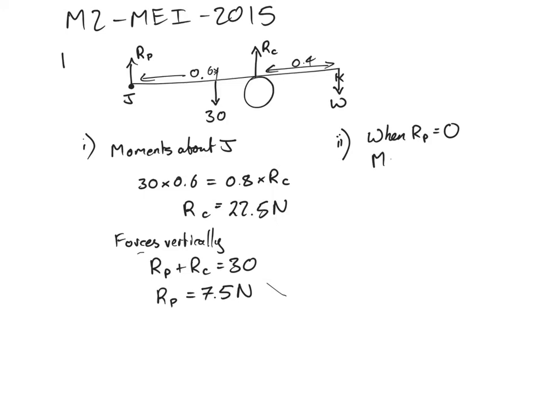about point L in the middle there, then we've got 0.2 times 30 has got to equal 0.4 times W. W equals 15 newtons. That's part 2.